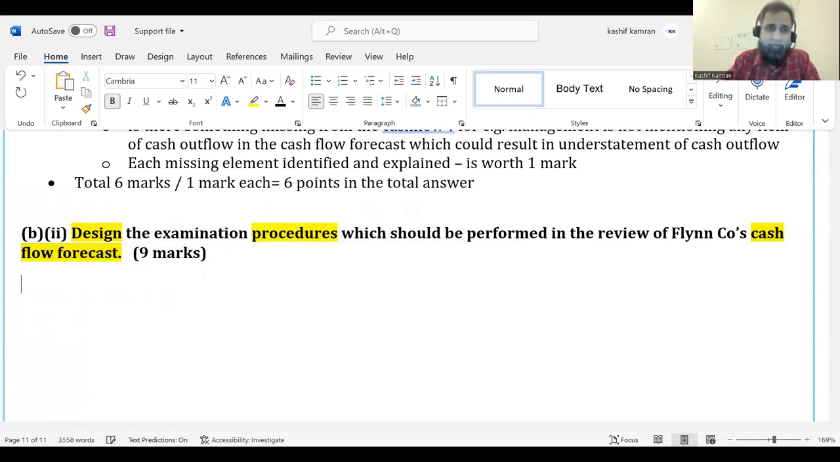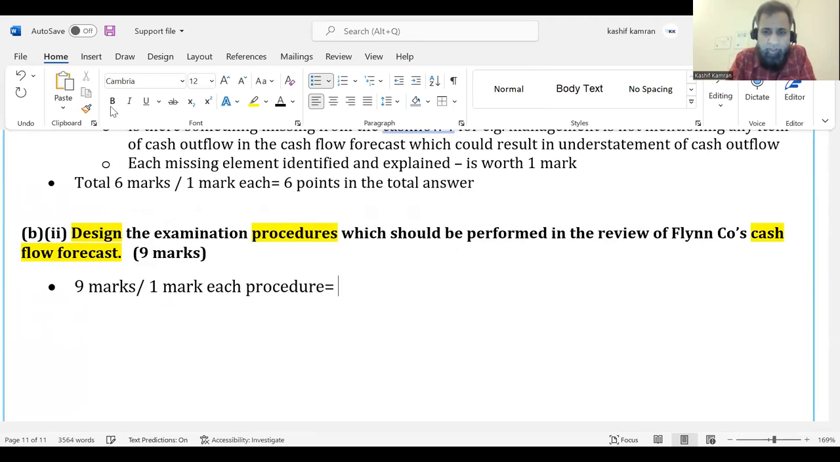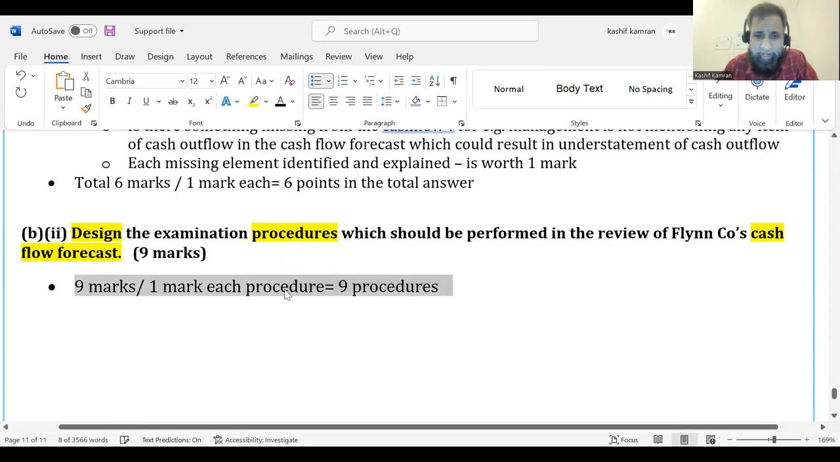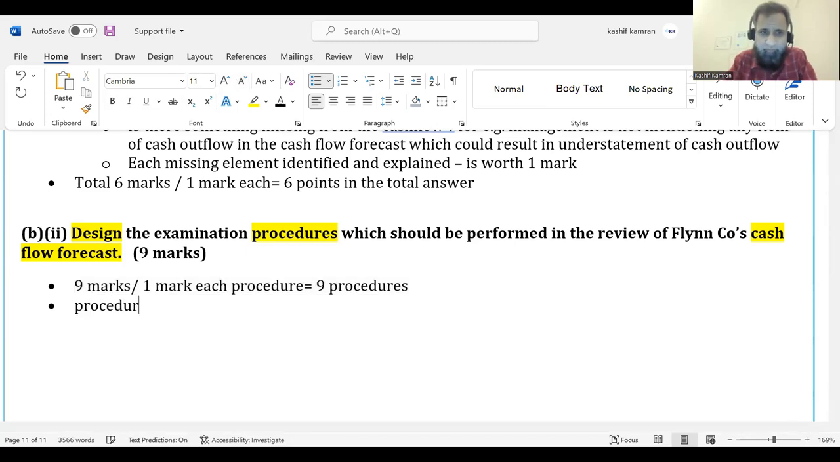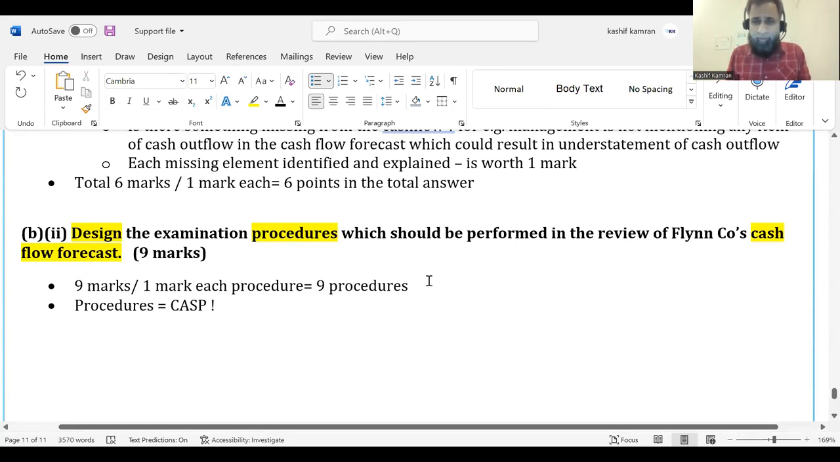So 9 marks. You need to write the procedures, 9 marks divided by 1 mark for each procedure is equal to 9 procedures. And again, I'll do an exercise on that because there's something I need to guide you about procedures of the cash flow forecast, which would be beneficial for all of you. So just wait for that. And you know the procedures from, I think, the previous day, day 2 probably. CASP. I hope you remember the mnemonic for procedures, right? Which is to be applied here as well. So is that clear with question number 2B1, 6 marks, question number 2B2, 9 marks.